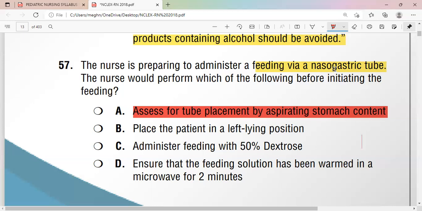What is our destination? Other methods include placing the end in water and checking for bubbling, or injecting air and listening over the epigastric area. Also important, and as a healthcare provider, it is good to know. Answers B and C are not correct, and answer D is incorrect because warming in the microwave is contraindicated.